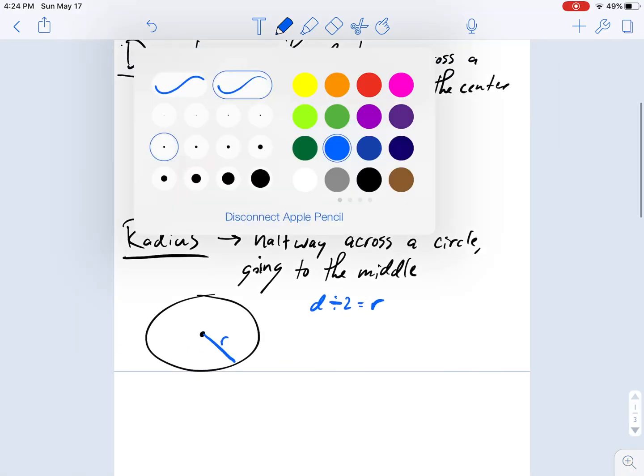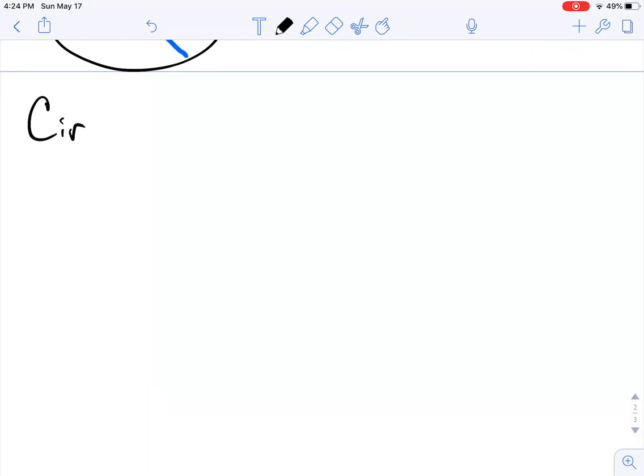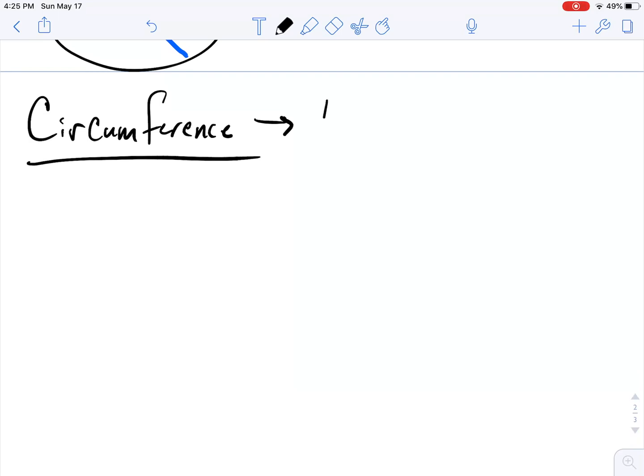All right. The next thing you need to know is the word circumference. Circumference is the same idea as perimeter for other shapes. So if you think back to 3rd, 4th, 5th grade, perimeter is when you add up all the sides of a shape. Now circles don't have sides. They just have one continuous line that goes around in a circle. So the circumference is the distance around the outside of a circle.